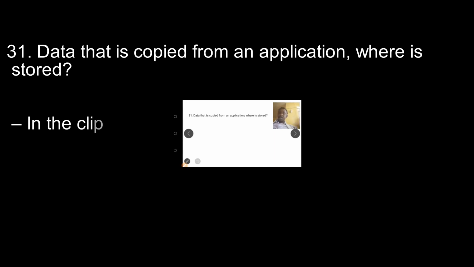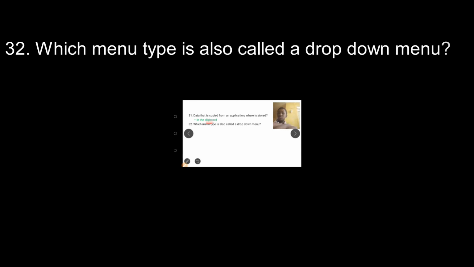ክሊፕቦርድ ይባላል። ለመጻፊያ ወይም ኢንሰርሽን ኢንፑት ለመቀበል ሬዲ ከሆነበት ቦታ ላይ ቨርቹዋሊ ስቶር አድርጎ ይዘዋል ማለት ነው። ይሄንም እንደ ክሊፕቦርድ አለ ክሊፕቦርድ ይባላል ማለት ነው። The next one, which menu type is also called a drop down menu? Pull down. What includes the file name and possibly a director of folder?